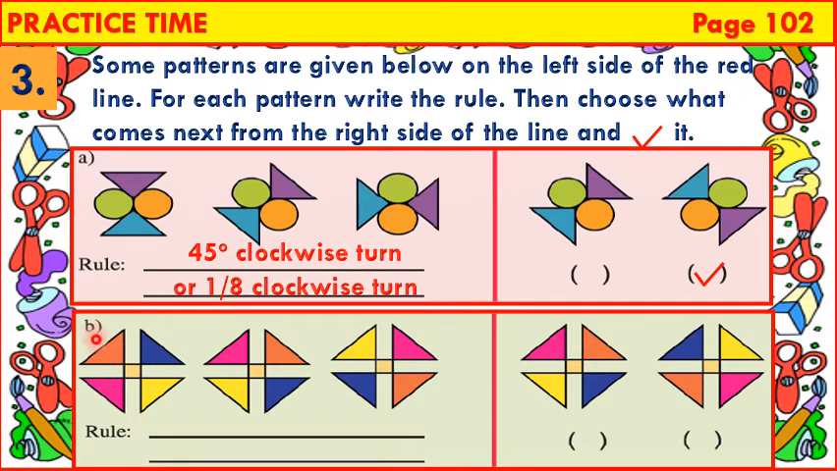Orange triangle faces this side. In next block, orange triangle faces this side. In next block, the orange triangle now faces this side. So from this, we can come to know that the rule is 90 degrees clockwise turn or 1/4 clockwise turn. Now next block out of this two will be this one, B.